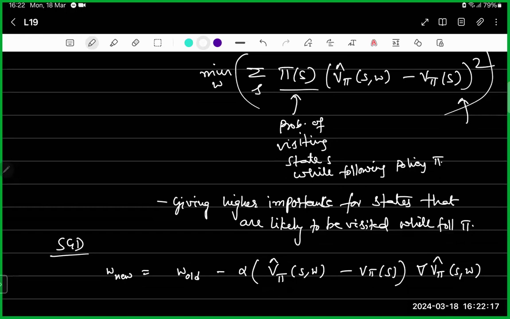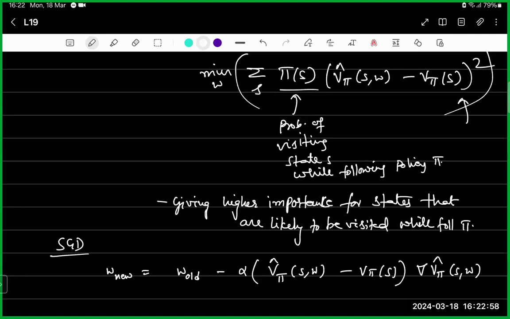So what will be the issue that we'll face? Let's say you want to do this algorithm. What is some practical issue we'll face? Because we want to estimate the value of some policy pi, and we have approximated it using some weights, and we are trying to learn the optimal weights using some SGD algorithm like this. But what is one practical issue we'll face here? Yeah, that's the issue, right? Because we don't know V pi, we cannot do this, right?